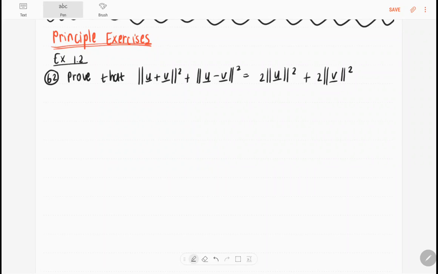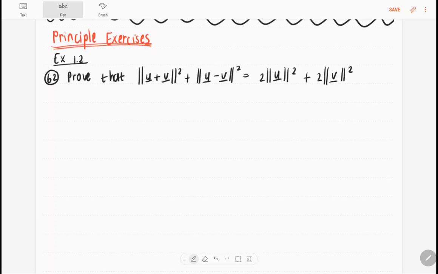Next, we are looking at exercises similar to the principal exercises, and we are busy with section 1.2 first. Number 62. It says prove that the norm of u plus v squared plus the norm of u minus v squared equals 2 times the norm of u squared plus 2 times the norm of v squared.